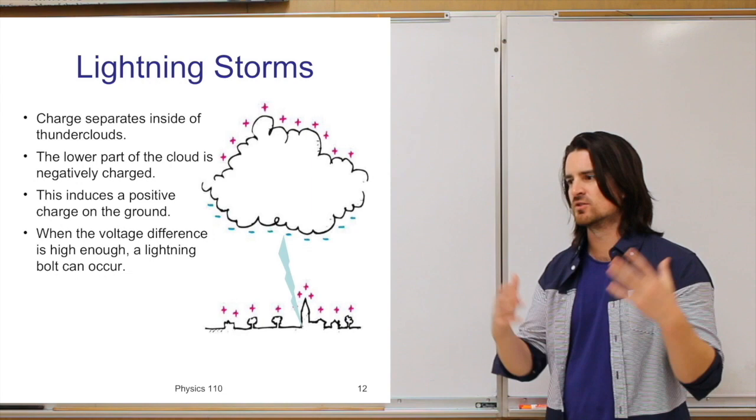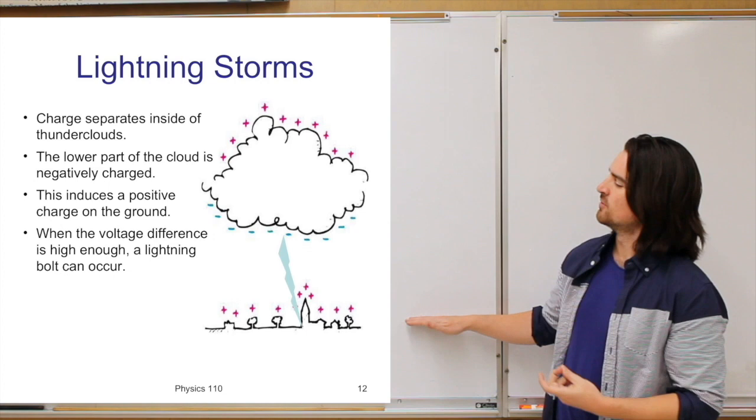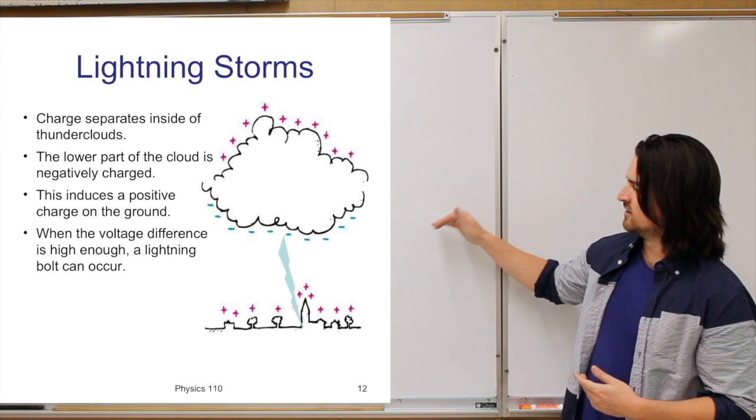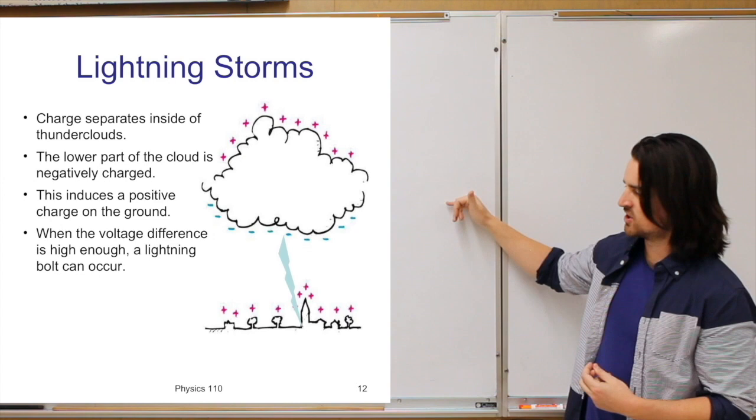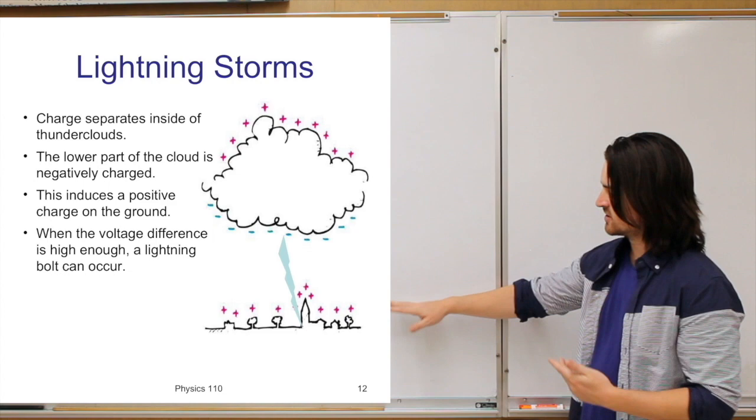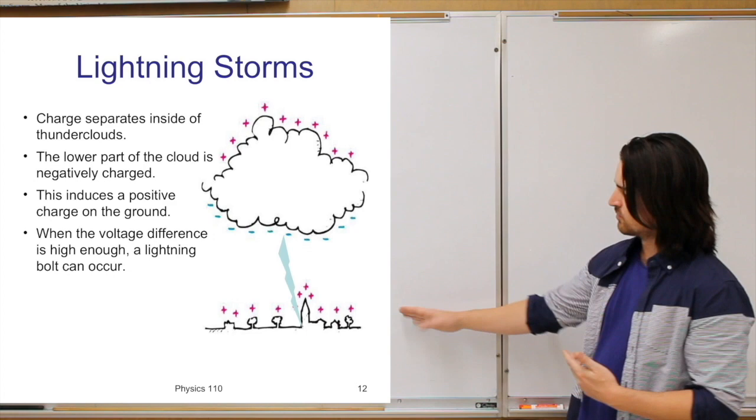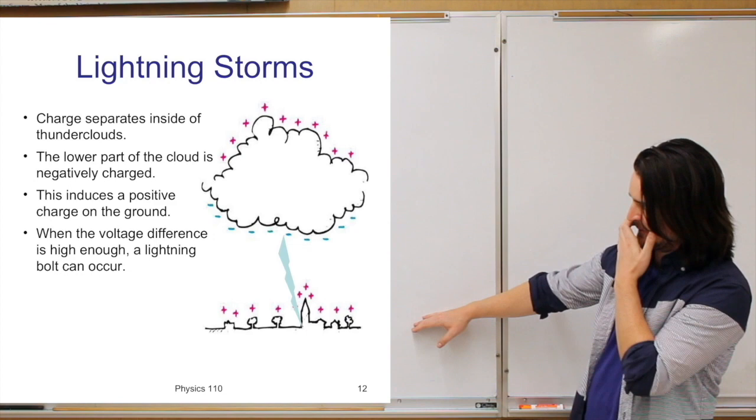So, in this picture here, we've assumed that you start out with a bunch of neutrally charged objects, but since the bottom of the cloud ends up becoming negatively charged, it pushes away the excess charge in some of these objects in the Earth's surface. So all those negative charges get pushed away, and we're left with this positively charged situation on the Earth's surface.